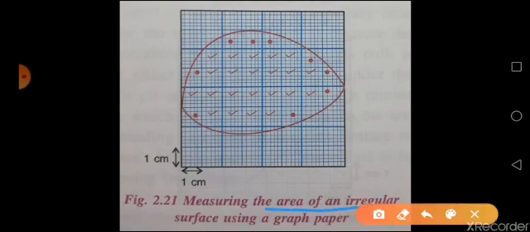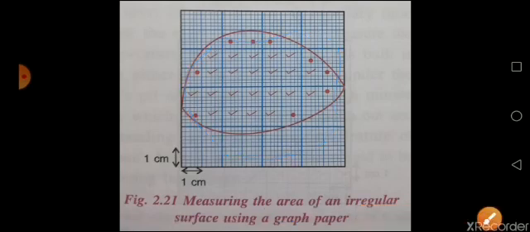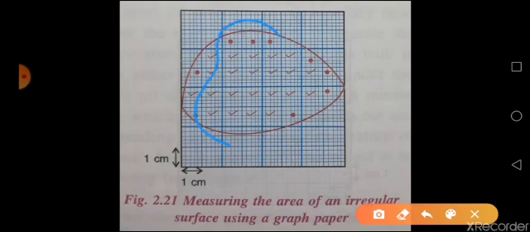Now our question is how we can find the area of an irregular surface using a graph paper. For that, you take whatever irregular shaped object you have, keep it on top of your graph paper, and then take a pencil and draw an outline of the figure or irregular shape you have, whatever the shape may be. For example, you can have the shape as shown in your figure here.